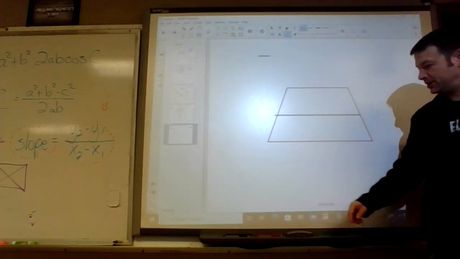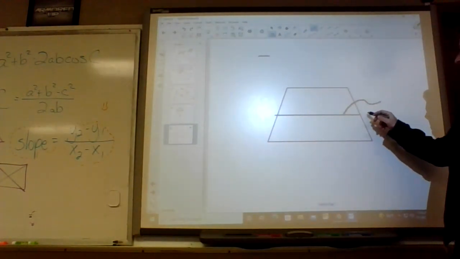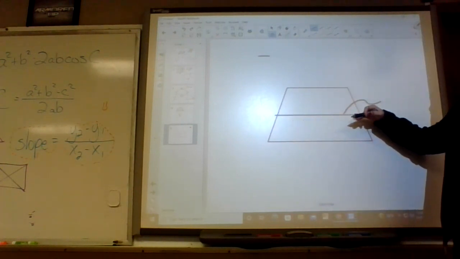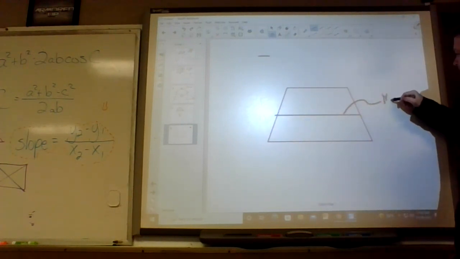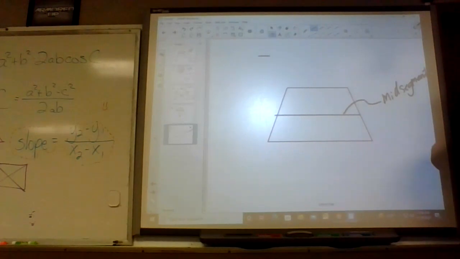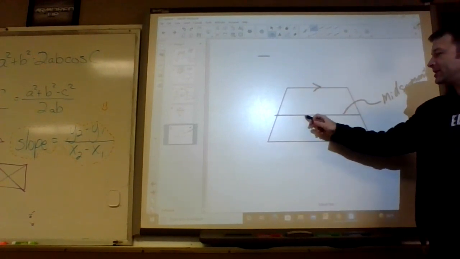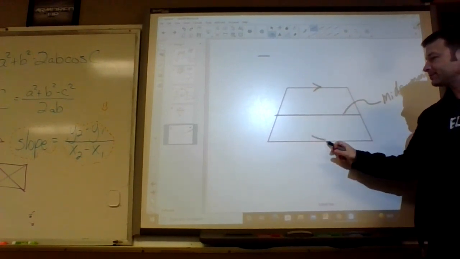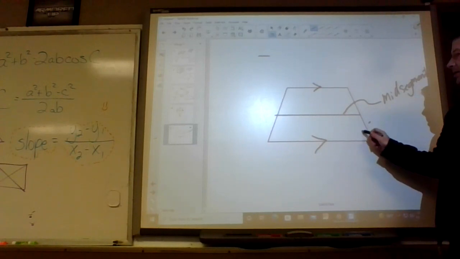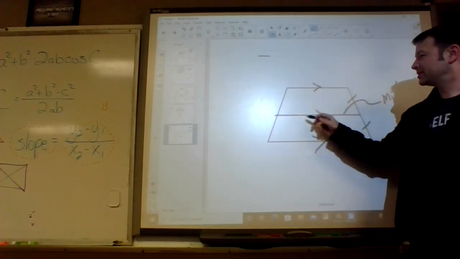If I draw, on chapter 4, we had some of these lines that are drawn through the middle on triangles. Remember what we called them? We called them mid-segments. We didn't use that word very often. On a triangle, the mid-segment was half of its base. On a trapezoid, what do we know about mid-segments? They're parallel with the bases.